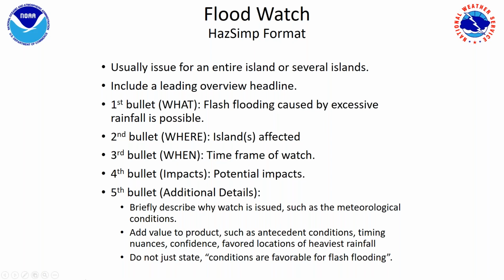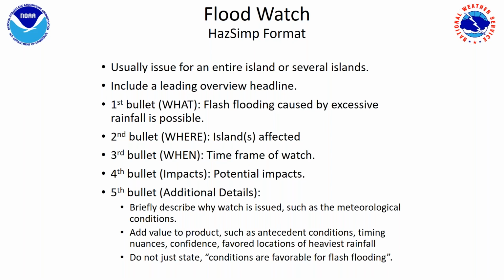There's another question in here for the what bullet in the watch. Is there another reason for that portion other than excessive rainfall? I don't think so for us, in Pacific region. On the mainland, you can have possible ice jam flooding, other types of issues, or for rivers, things like that. For us, it's just going to be flash flooding.